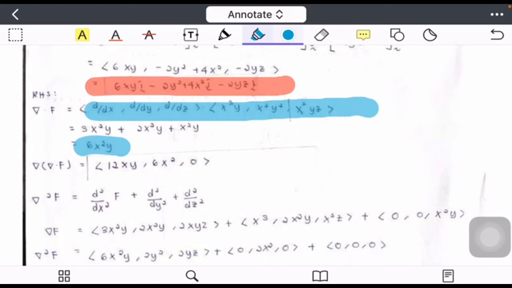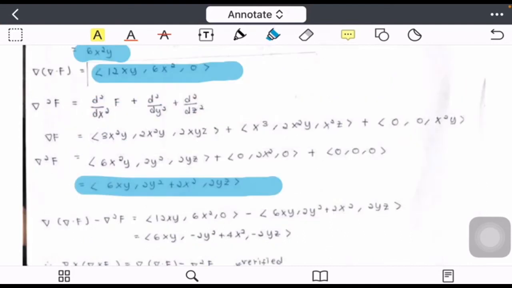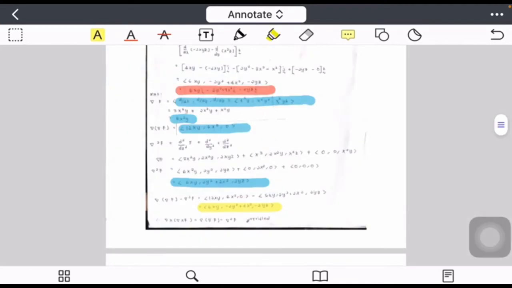So kita akan dapat 3x squared y, 2x squared y, 2xyz tambah dengan x cubed, 2x cubed y, x cubed z tambah dengan 0, 0, x cubed y. So kita differentiate lagi sekali, kita akan dapat 6xy, 2y squared tambah 2x squared, 2yz. Seterusnya gradient of the divergence of the vector field tolak dengan Laplace operator operating on the vector field, kita akan dapat 6xy tolak 2y squared tambah 4x squared tolak 2yz sama dengan jawapan yang kita dapat dekat atas tadi. So left hand side and right hand side is verified.